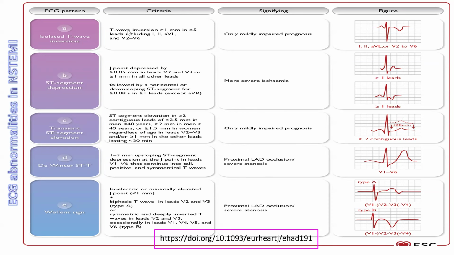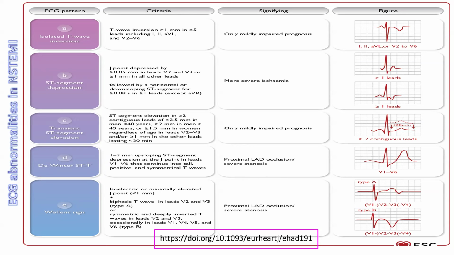The de Winter syndrome includes proximal LAD occlusion or severe proximal LAD stenosis, defined by 1 to 3 millimeter upsloping ST segment depression at the J point in V1 to V6, followed by tall, positive, and symmetric T waves, as presented in this ECG. The de Winter ST segment depression in V1 to V6 is highly suggestive of proximal LAD occlusion or stenosis.